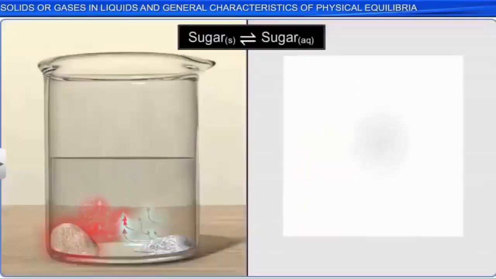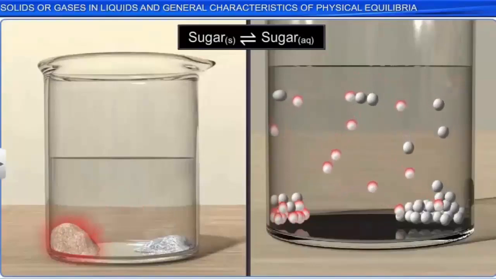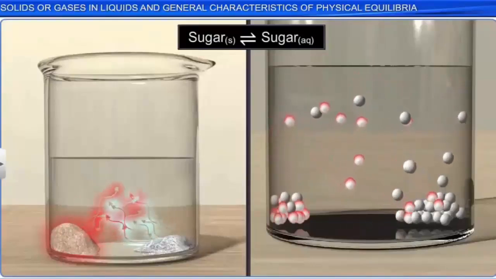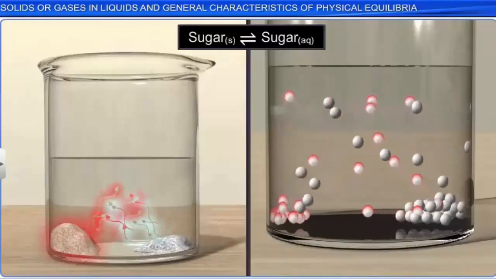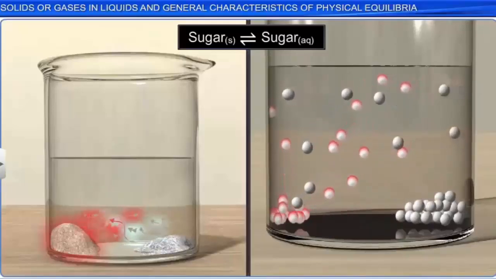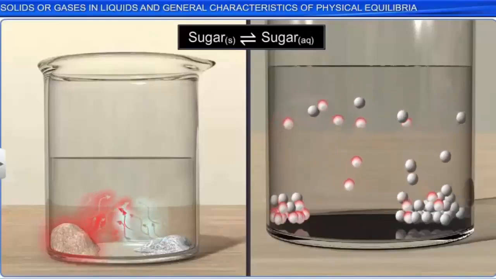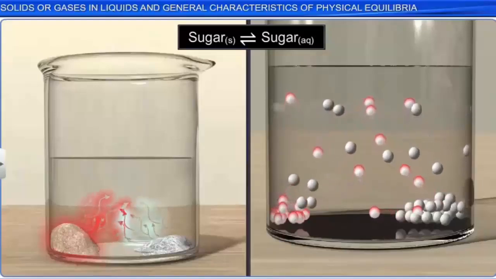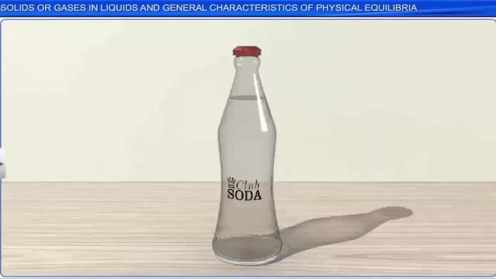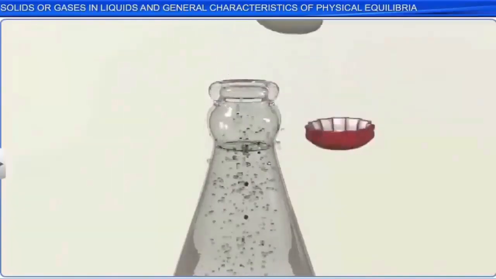This is a result of dynamic equilibrium, where the molecules of the radioactive and the non-radioactive sugar from the solid and liquid phases are being exchanged. This proves that there is dynamic equilibrium when a solid is dissolved in a liquid. Now let's look at the equilibrium involving the dissolution of gases in liquids. Have you ever wondered why soda fizzes when opened?